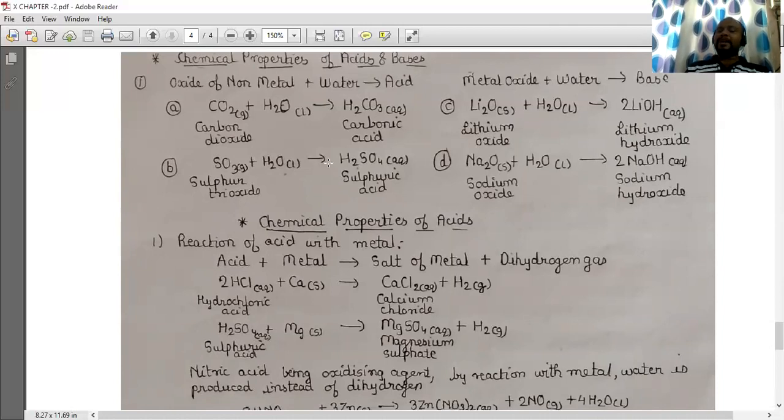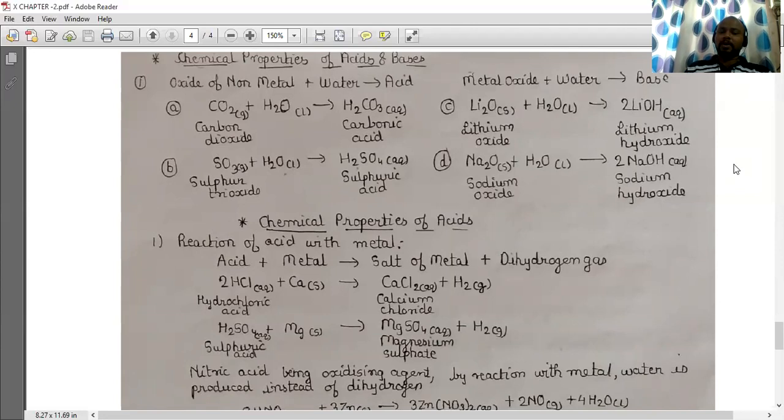Now, metal oxide when it reacts with water gives you base. Lithium oxide when it reacts with water gives us lithium hydroxide. Li2O plus H2O gives you 2 LiOH. Same way, when sodium oxide reacts with water, it gives you sodium hydroxide.